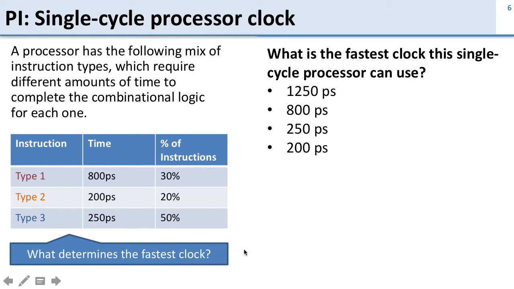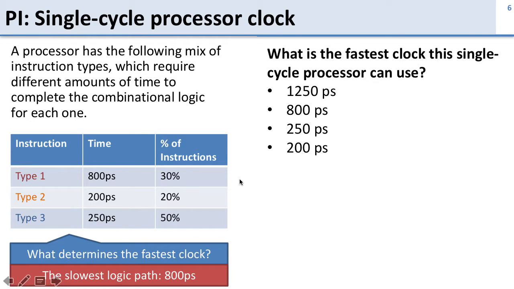Well, to answer this, the first thing we need to know is what determines the fastest clock. To choose the fastest clock in a processor, we need to look at the slowest logic path. So in this case of these three instructions, the slowest one is type 1, which takes 800 picoseconds. So we need to make sure the clock is slow enough that we can take that logic path and do it correctly. The other ones will go much faster, but that's okay.